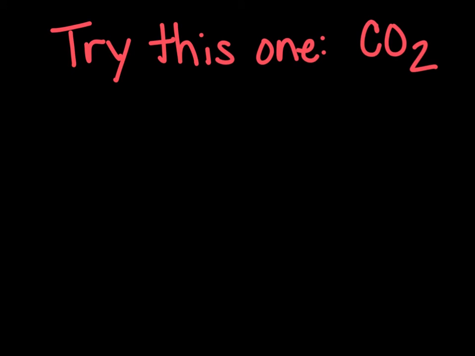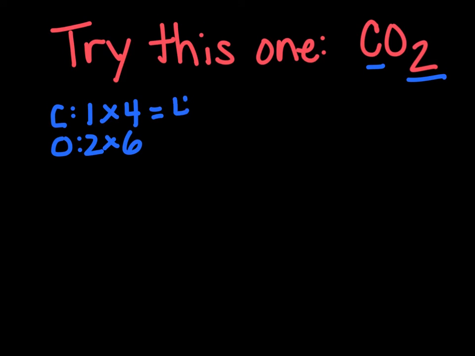All right, so let's try this one, CO2. We're going to start by figuring out how many electrons we should have in our finished Lewis structure. So carbon has 1 atom and oxygen has 2 atoms in this formula. I know that carbon has 4 valence electrons and oxygen has 6. So 1 times 4 is 4, 2 times 6 is 12. When I add them up, I get a total of 16 electrons in my valence shell.